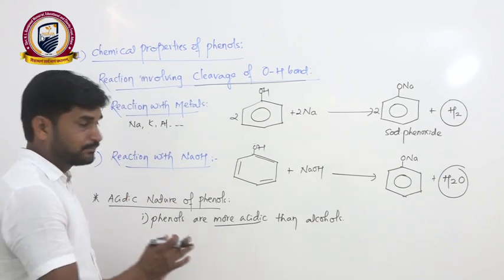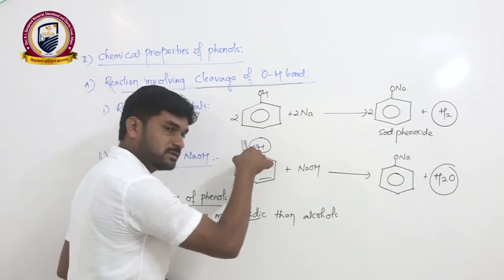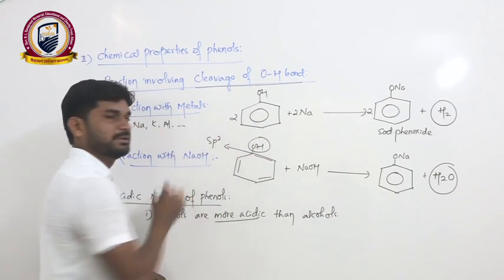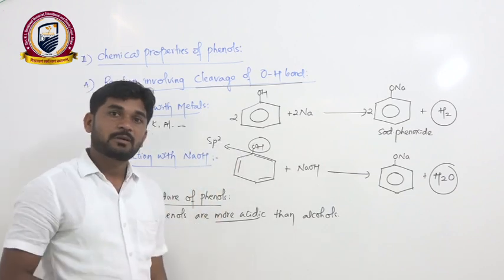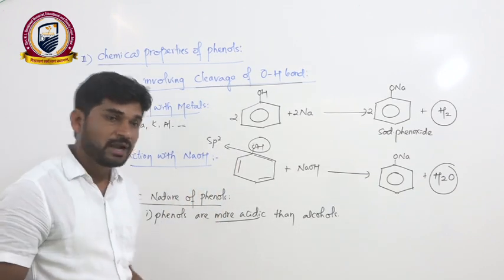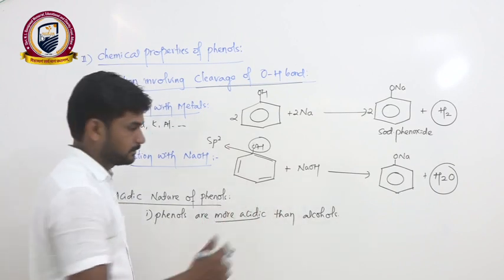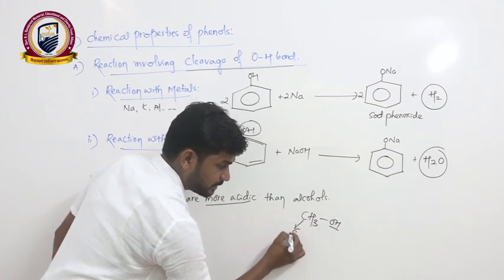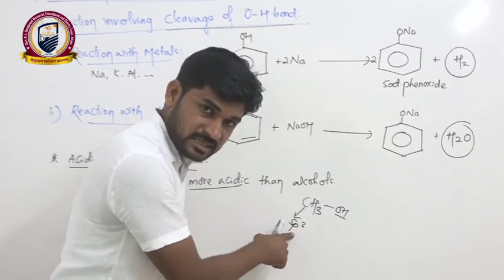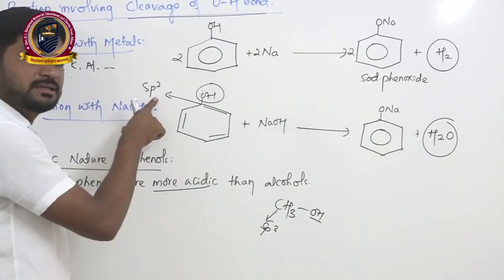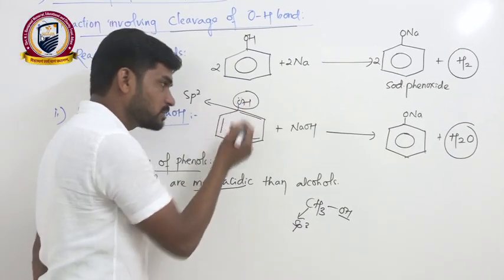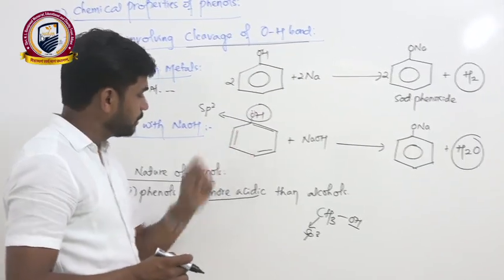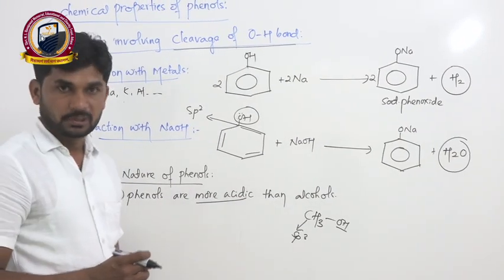Understood? The OH group of phenols is directly attached to an sp2 hybridized carbon atom of the benzene ring, which is more electronegative than an sp3 hybridized carbon atom. In case of alcohols, the OH group is attached to an sp3 carbon atom, which is less electronegative than sp2 hybridized carbon. So these lone pair of electrons will be involved in resonance with the benzene ring. Due to that resonance, phenol behaves as more acidic than alcohols, right?